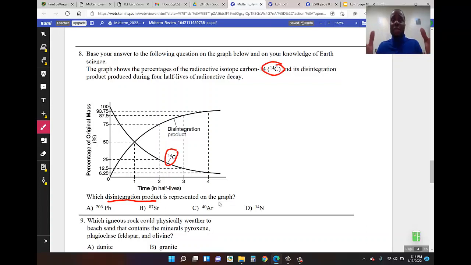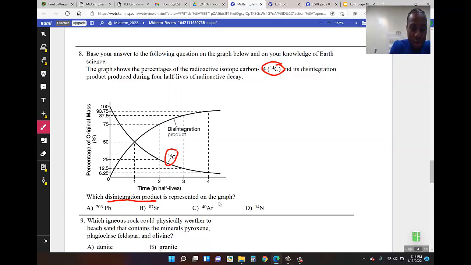So remember, radioactive elements are elements that are not stable, so they decay to become more stable. They decay to produce new products. All right, so as they decay, what products do they transform to? So what earth science reference table should I be using for this?